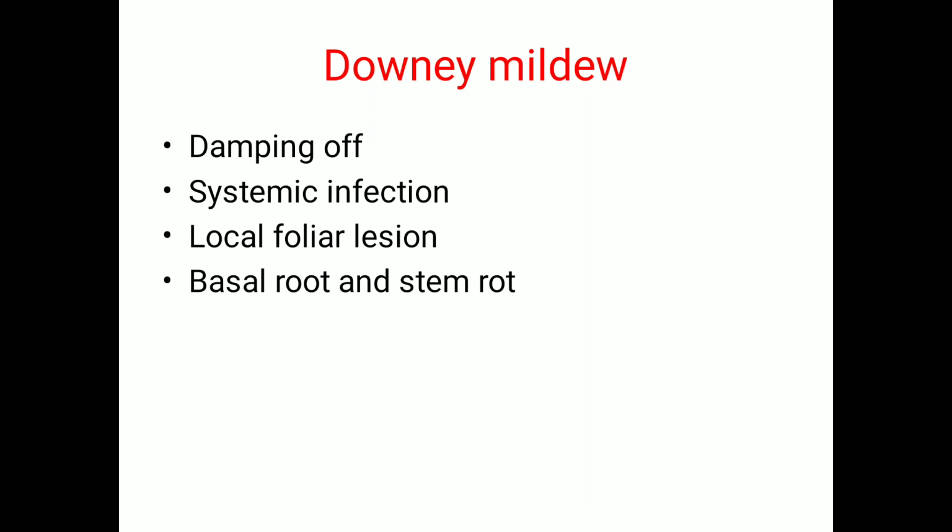So these are all the diseases of sunflower, that is downy mildew, rust, then stem rot, alternaria leaf blight, and the last one, which is not mentioned here but is also important, that is sunflower necrosis. So sunflower necrosis is one of the most important diseases. That disease is caused by tobacco streak virus.